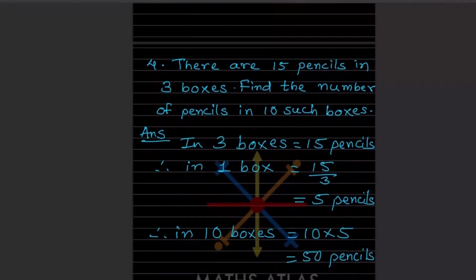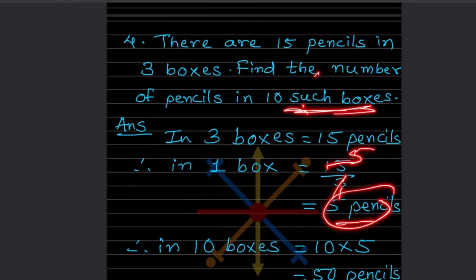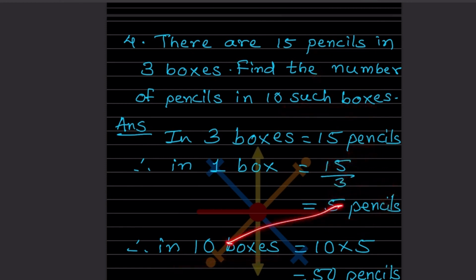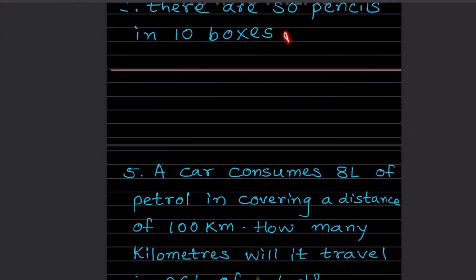Now again, what did they say in the next problem here? There are 15 pencils in 3 boxes, and find the number of pencils in 8 such boxes. Now look at the first one. In 3 boxes, what do we have? We have 15 pencils. So first thing we'll do is find for 1 box. So 1 box is going to be how much? When you cross multiply, that is going to be 15 divided by 3. That will be 5 pencils. So we want this in 10 boxes. So 10 boxes will be how much? 10 into 5. That is going to be 50 pencils. So there are 50 pencils in 10 boxes.